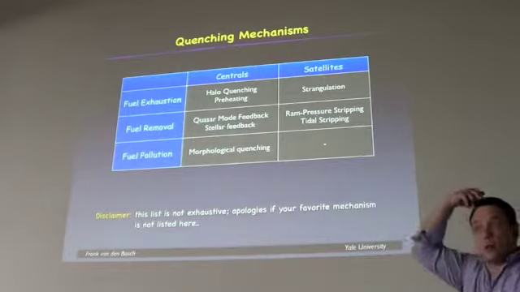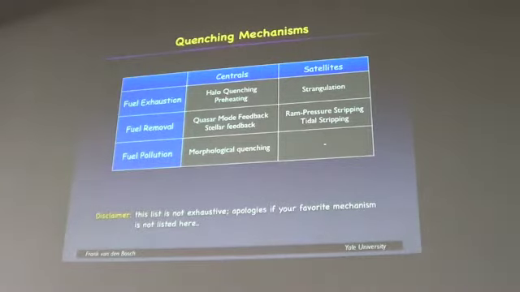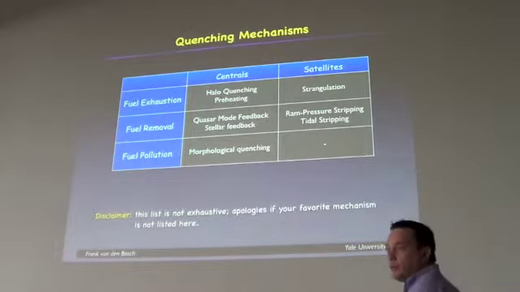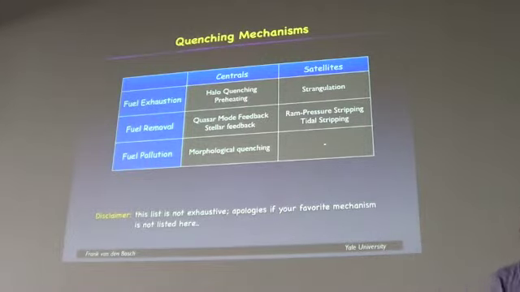So next I want to talk about some quenching mechanisms. There's a long list of quenching mechanisms. You can separate them according to whether they operate on centrals or on satellites. And you can discriminate between mechanisms that exhaust the fuel, that remove it and blow out the gas, or that, if you like, pollute the fuel, basically rendering it inefficient at turning gas into stars. Okay, the list is definitely not exhaustive, so apologies if I'm missing something. I don't have time to talk about all of them, so I'm going to quickly pick out the 3 I think are the most interesting.